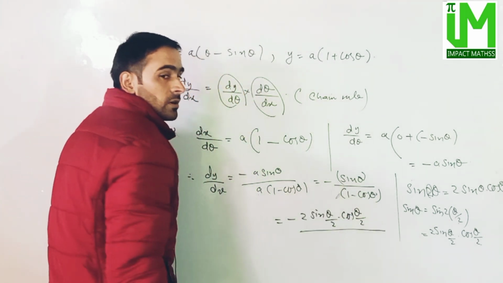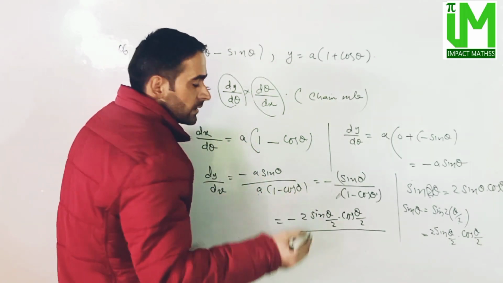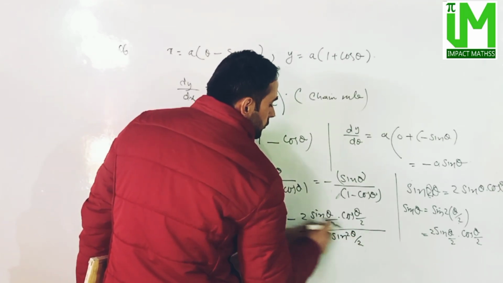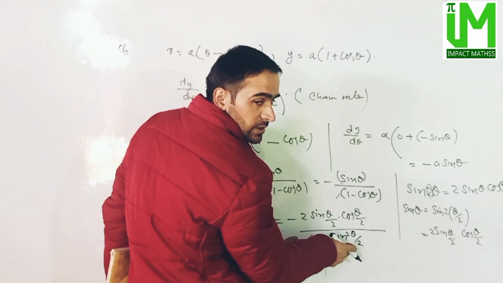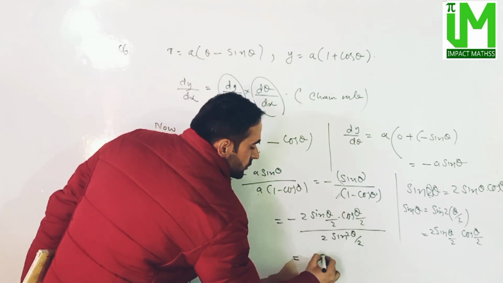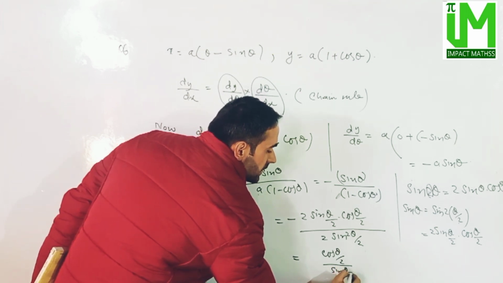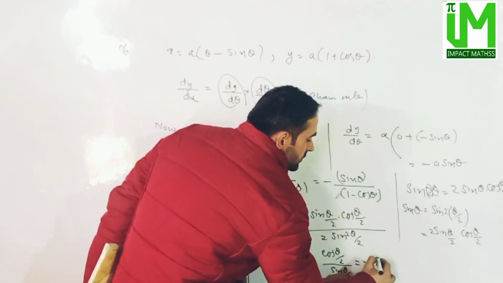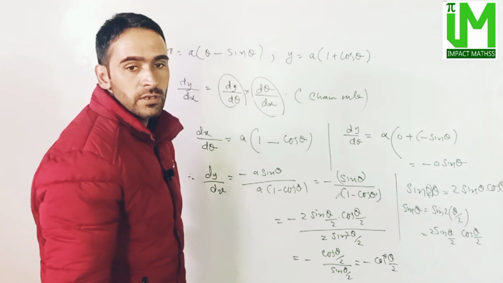divided by 1 minus cos theta, half angle formula. 1 minus cos theta is twice sin square theta by 2. So it is twice sin square theta by 2. 2 with 2 will cancel out. Sin theta by 2, एक sin square theta by 2 से cancel. So it will be only cos theta by 2 divided by sin theta by 2, and what is that? Minus, so this is minus cot theta by 2. So this will be the simplest form. So minus cot theta by 2.